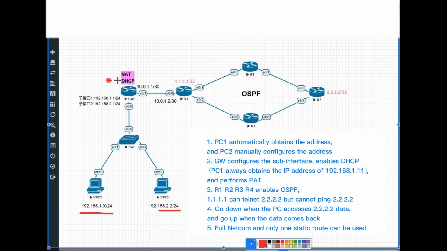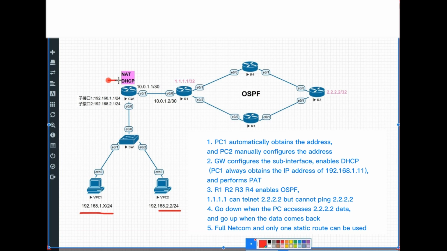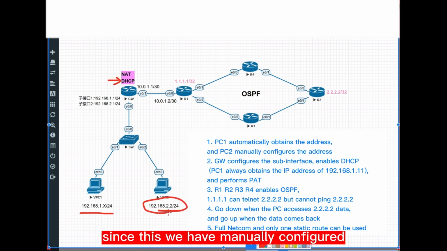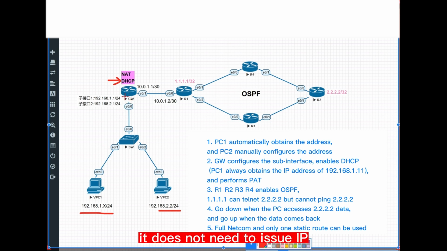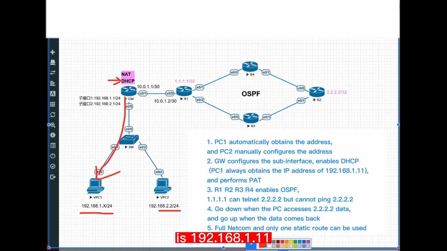Connected to the router, we up subinterface here. This is the configuration we talked about before. We want, on the gateway device, to also enable DHCP. Since this we have manually configured, it does not need to issue IP. Let it issue a fixed IP address to PC1 forever, which is 192.168.1.11. Issue a fixed IP for a fixed MAC. This is what we said before.